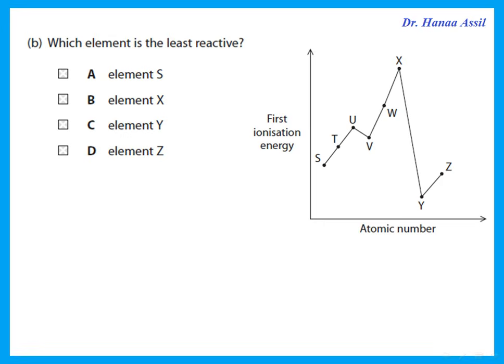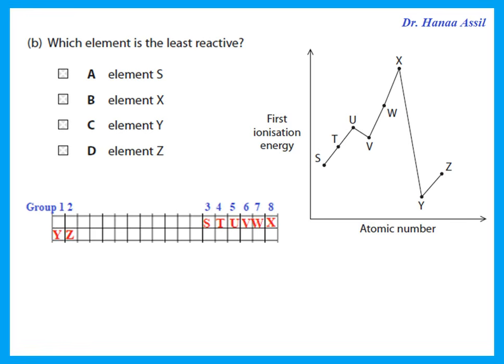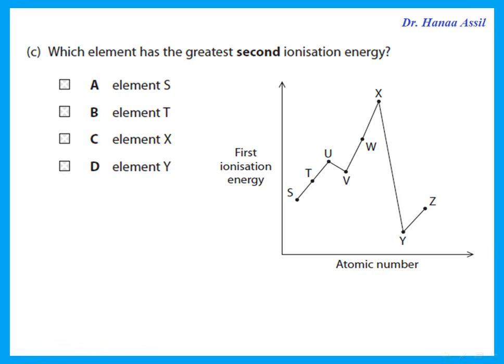Which element is the least reactive? We said the one that is least reactive is the one in group 8. The one in group 8 is the one that has the highest first ionization energy, so that is element X.